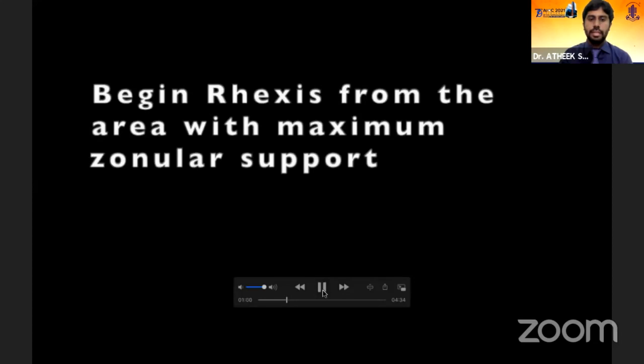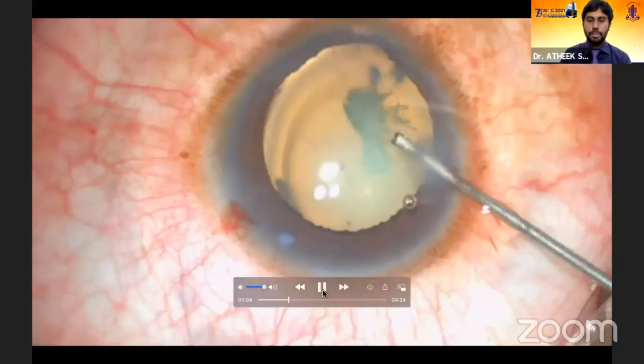The second point that I would like to tell is that beginning the rhexis is very important. Rhexis in these cases, with a little bit of zonular deficiency or zonular support being absent, is very difficult. So we should begin the rhexis where the support system is maximum, preferably about 180 degrees away from the area of zonular defect. In this case, we had an inferonasal defect, so it is always better to start the rhexis bang opposite to it.